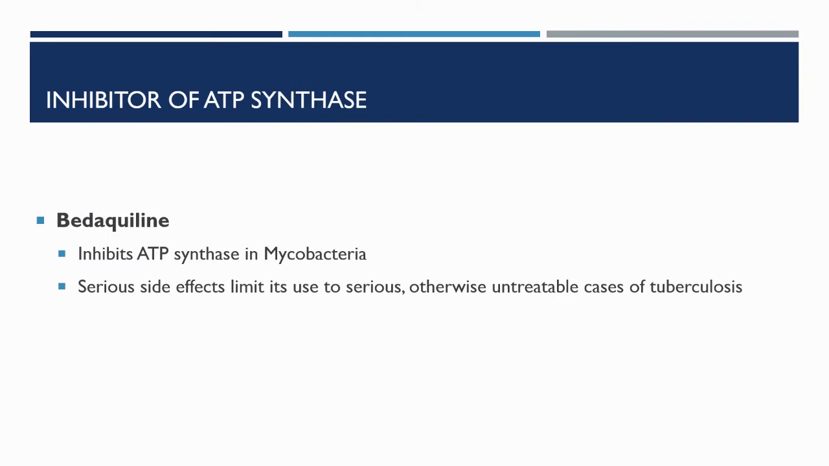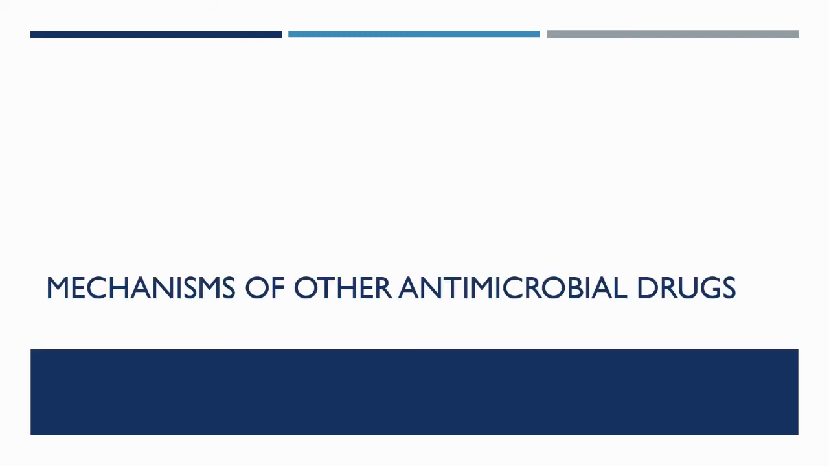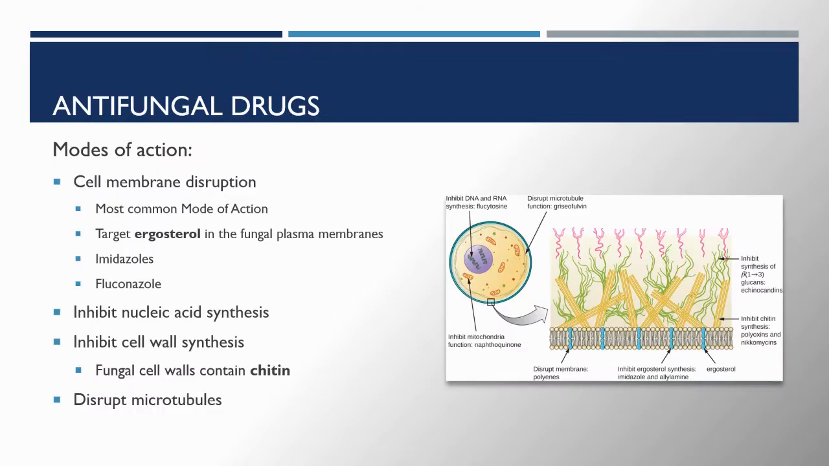And our ATP synthase, another pathway, we can block ATP synthase in Mycobacterium. This has really serious side effects, so it's typically only used for untreatable cases of tuberculosis. Right, so those were all targeting bacterial or prokaryotic structures and functions that differ from our own cells. But we also have some other microbes that are eukaryotes.